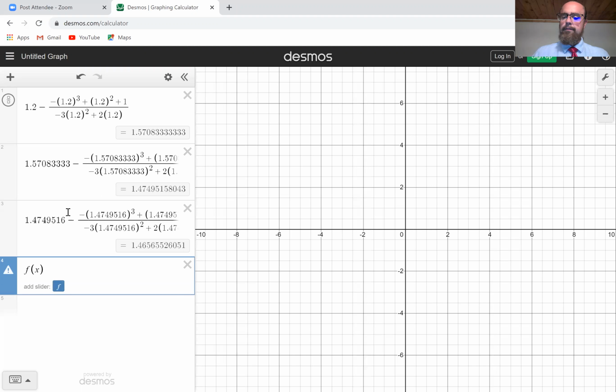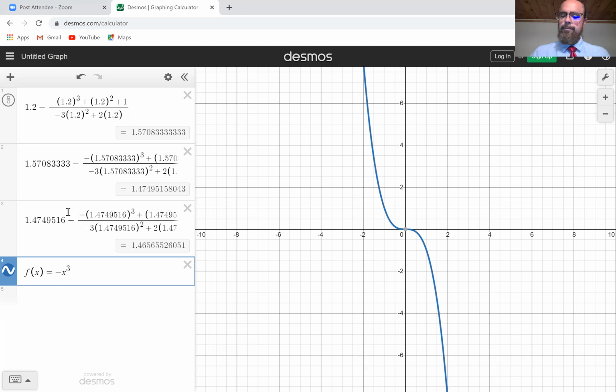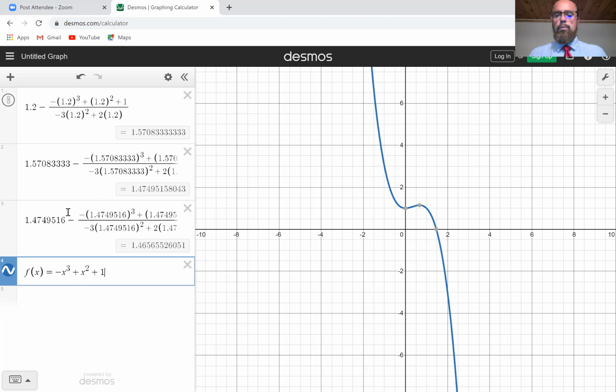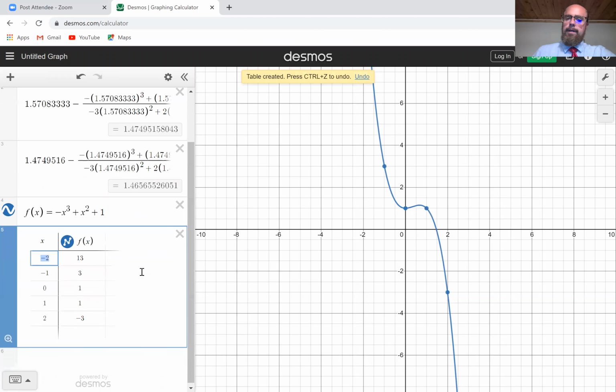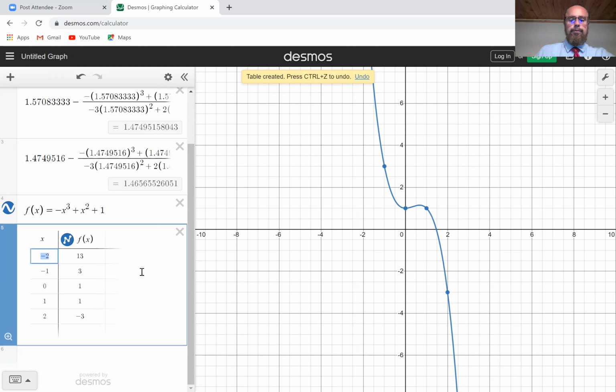So the function itself was f of x equals -x cubed plus x squared plus 1. And just by inspection of the graph, I can see that it has a 0 there. It's here between 1 and 2. So let's get a table because that's how we want to graph this function. And looks like the domain -2 through 2 is a good slice of the function. So -2 is at 13, -1 is at 3. Y-intercept is 1. We've got a point at 1, 1, and then at 2, -3.